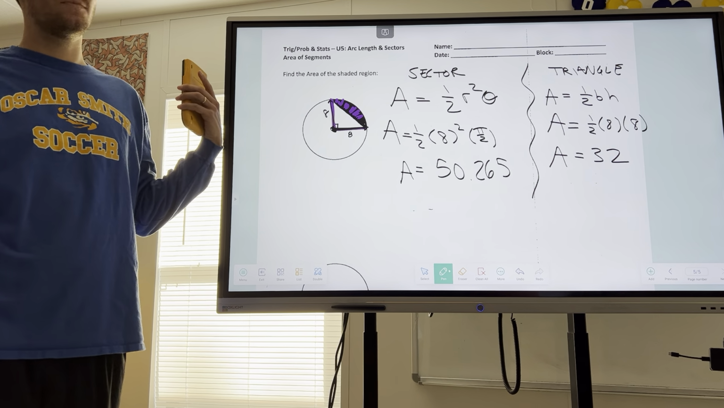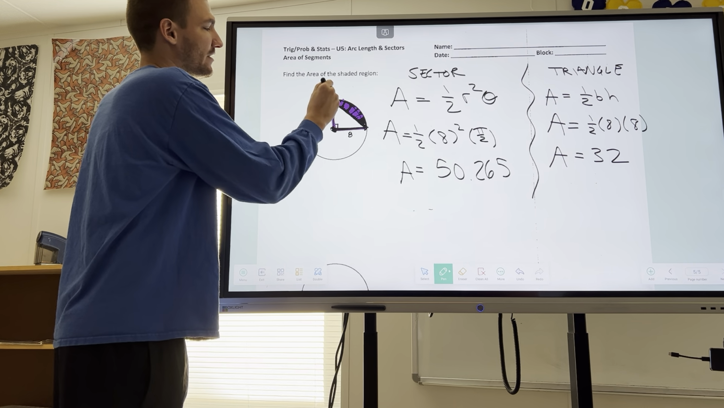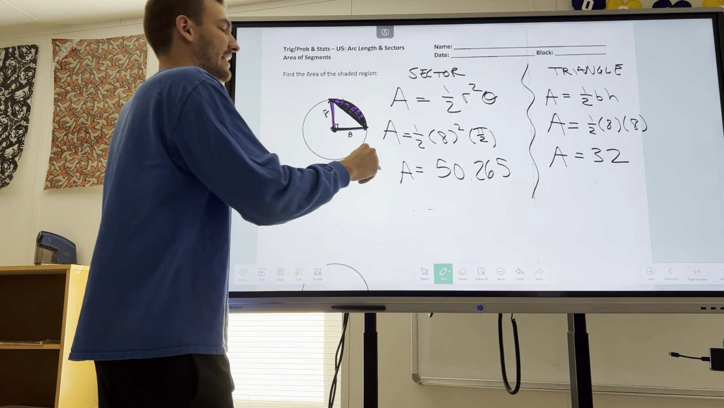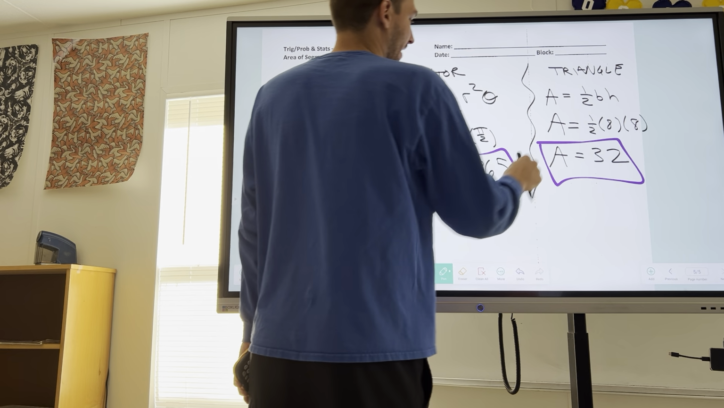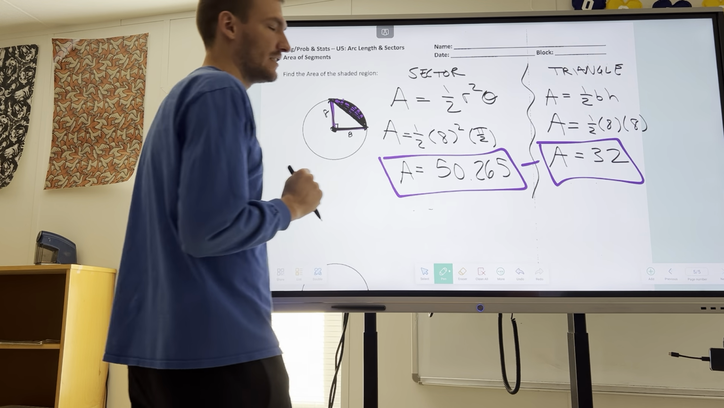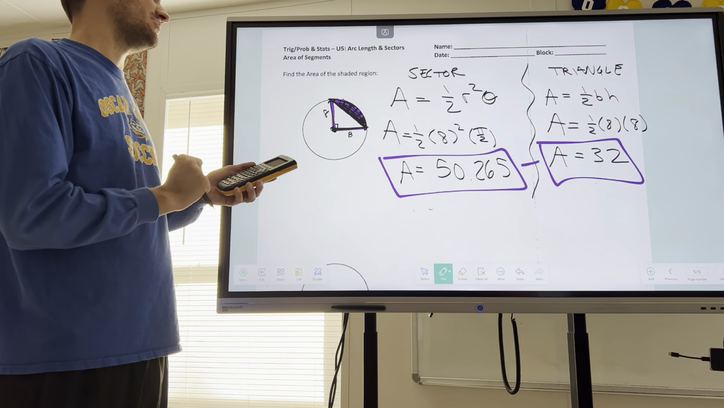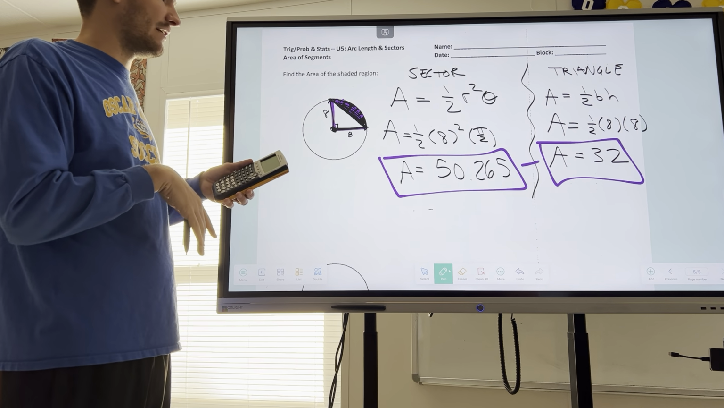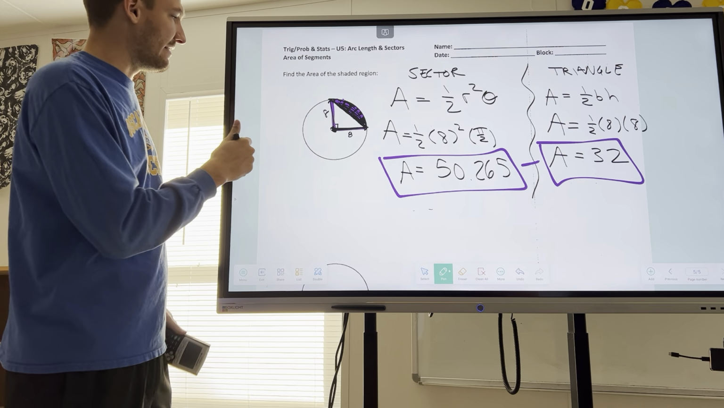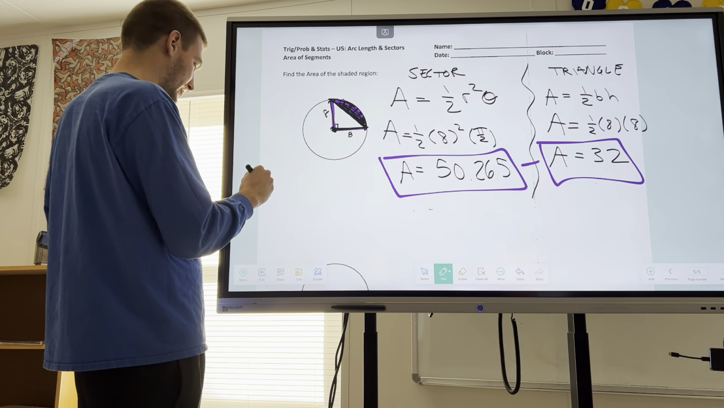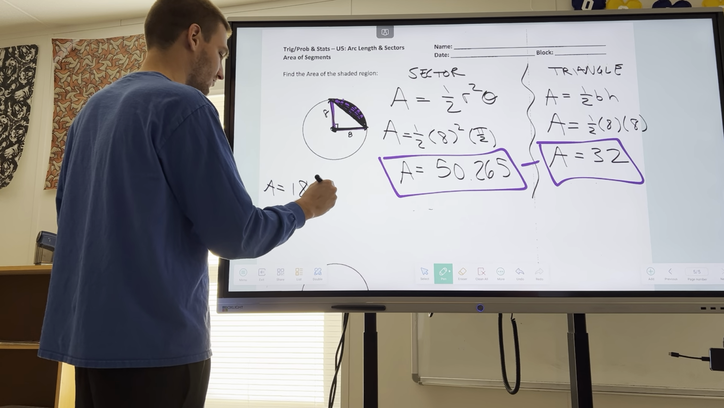Well, now, in order to figure out what the area of the dark region is, we want to take the whole area of a sector and the area of a triangle, and we want to subtract the triangle from the sector. So now we're gonna do 50.265, whatever, minus 32. And the answer for this shaded region should be 18.265.